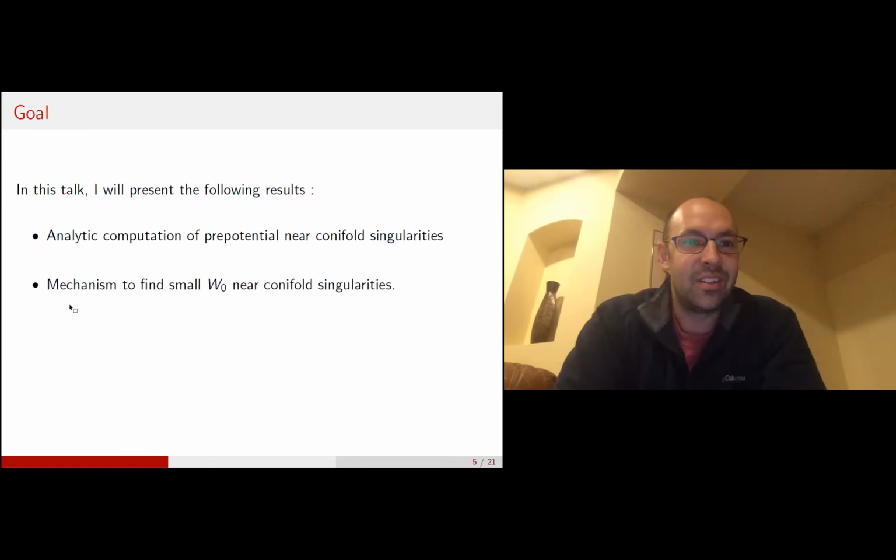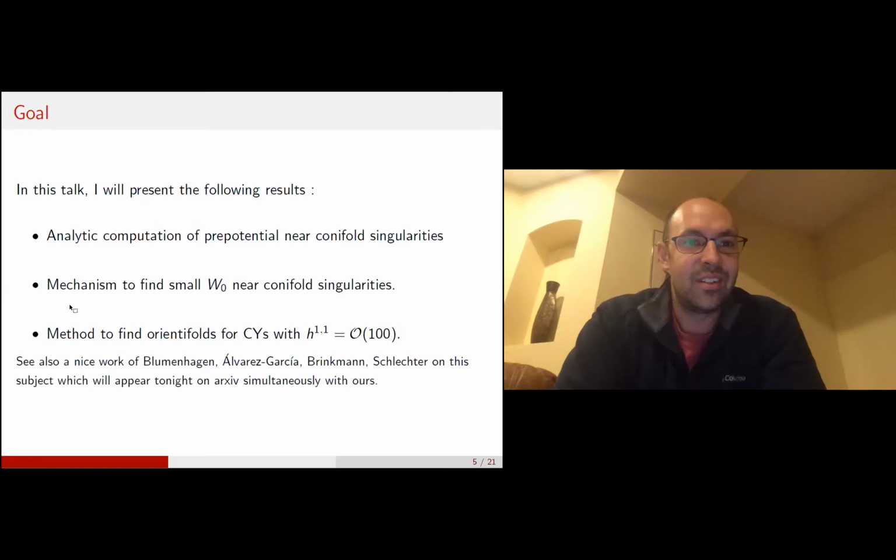Okay, so what's the goal? In this talk, I'm going to present the following results. First, I want to present how to compute a prepotential near conifold points. Then I want to move on to find the mechanism to get small W0 near conifold points. As a bonus, I'm going to also show you how to find orientifolds for some Calabi-Yaus with many Kähler moduli. Now that we have set the goal, let me review what's known before. Oh, by the way, see also a very nice work of Blumenhagen, Alvarez-Garcia, Brinkmann and Schlechter on this same problem, which will appear tonight on arXiv simultaneously with ours.